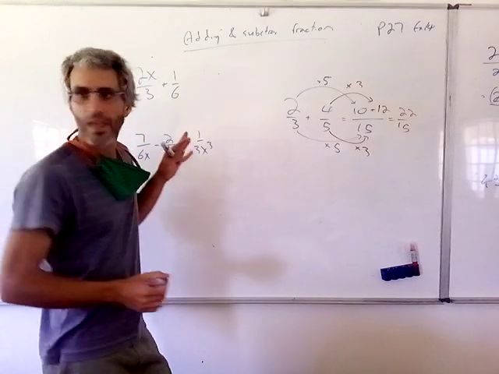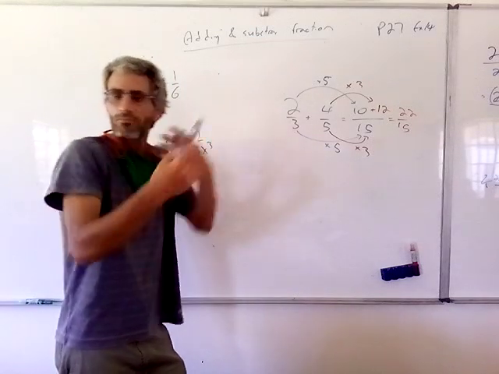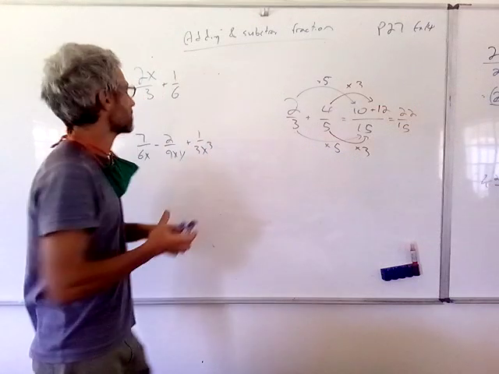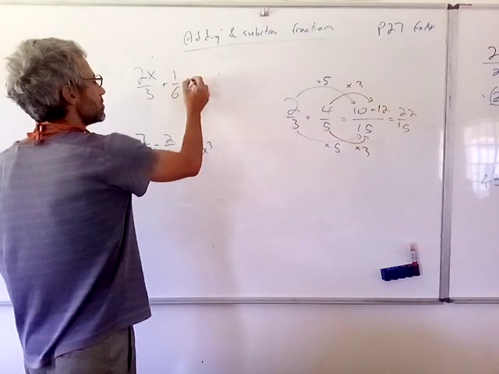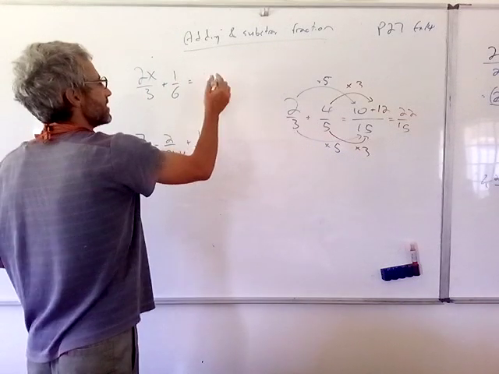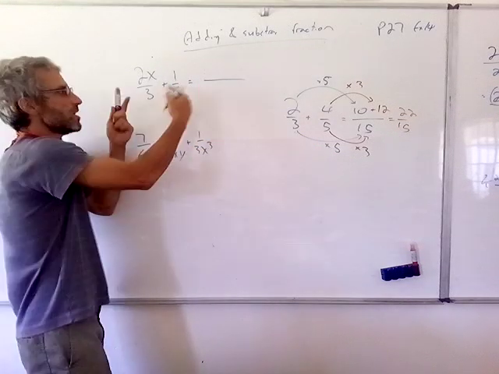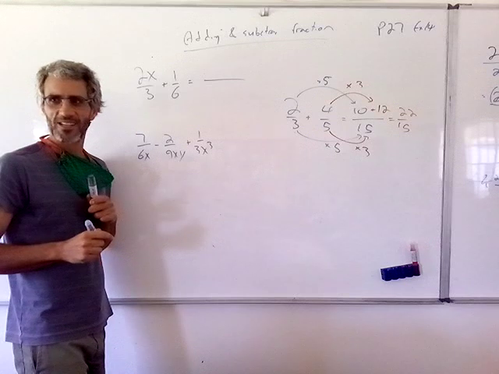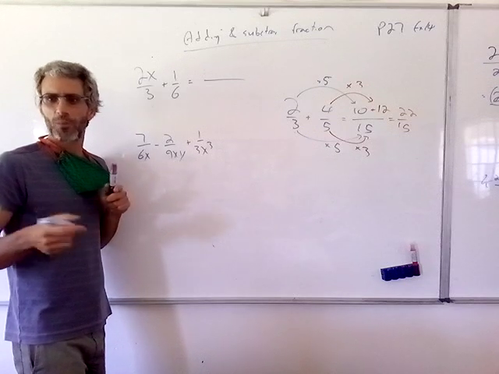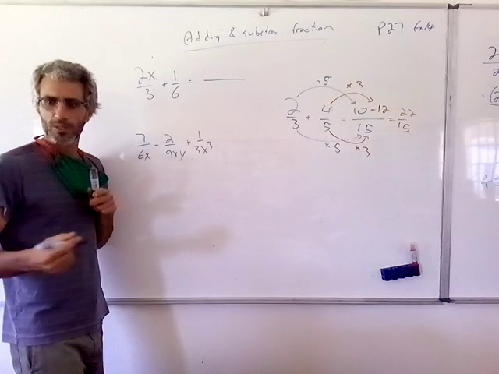Now we do the same thing, but with x in the fraction. This is slightly different. What will be the lowest common denominator in this case? It will be 6. I don't need to multiply 3 times 6, right? Because what is the lowest common denominator? It's basically the lowest common multiple.